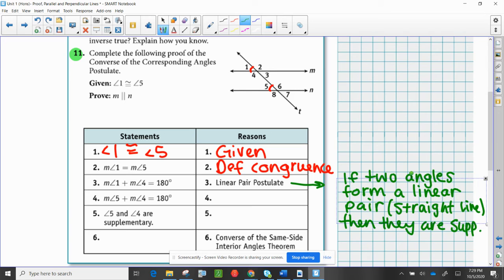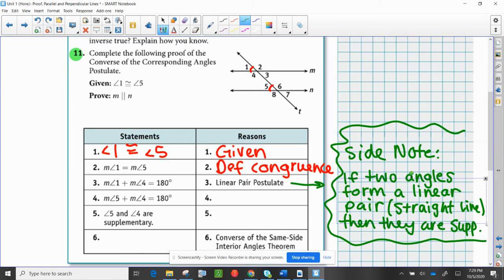So this is just a little side note here because your book talks about a linear pair postulate without ever really introducing it to us. So I just wanted to put that out there so you guys know what they're talking about when they say linear pair. Basically, linear pair just means two angles form a straight line, then they are supplementary. Okay, so that's what they're saying here. They're saying angle 1 and angle 4 form a straight line, so they are equal to 180 degrees.